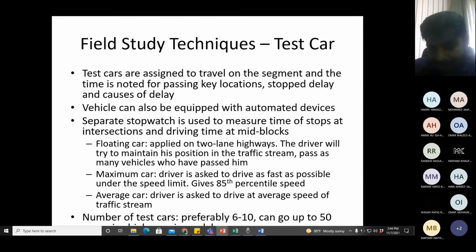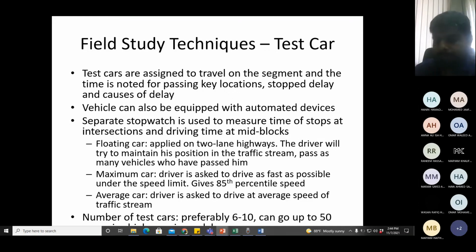And so if you get overtaken by that driver or any other driver, just maintain your position in the traffic stream. Okay, so this is what the restriction is on the driver in the floating car technique. He has to maintain his position in the traffic stream.